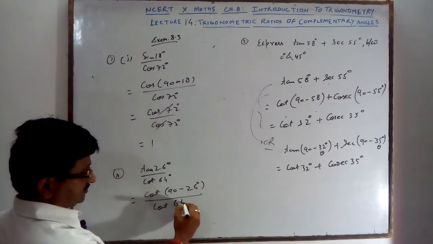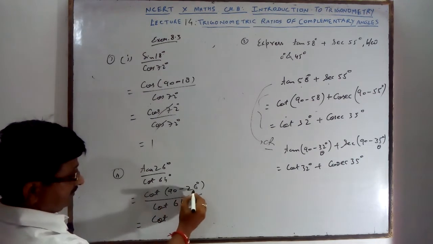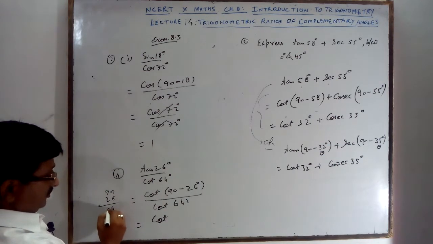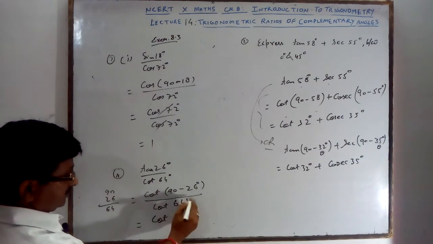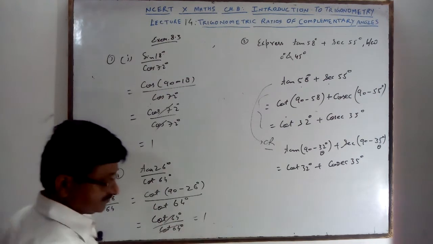So at both the places you are getting cot 90 minus 26. You subtract like this. If you don't know, then what are you getting? 64 degree. And the denominator also is cot 64 degree. Then your answer will be 1.